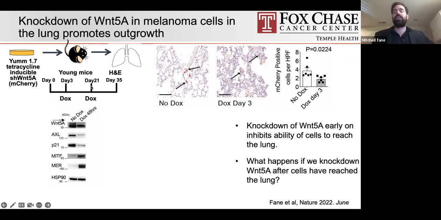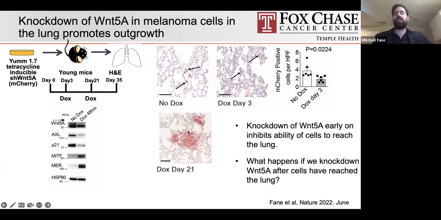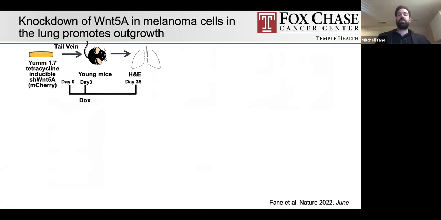So I allow them to seed at 3 weeks, and I treat with doxycycline to then knock down Wnt5a expression within the melanoma cells in the lung. And indeed, if we do that, we start to see much larger metastases forming at this 5-week mark compared to the no-dox control.